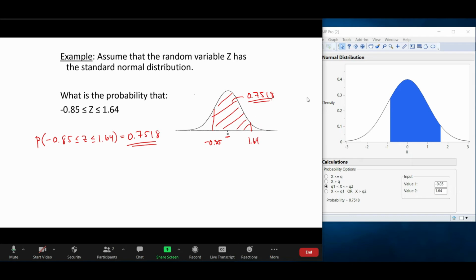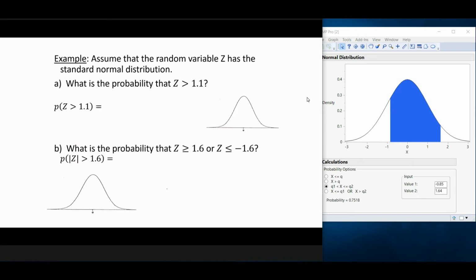Okay, good. Let's take a look at a few more. Assume that the random variable z has a standard normal distribution. What's the probability that z is greater than 1.1? Right, so let's find on this number line where 1.1 is. There's 1.1, and I'm going to shade the region that I'm interested in. The probability that z is greater than that. Okay, well, the values greater than 1.1 are up here in the upper tail. So I want to find how much area is above 1.1 from that particular standard normal distribution.